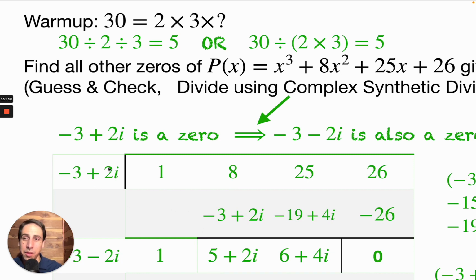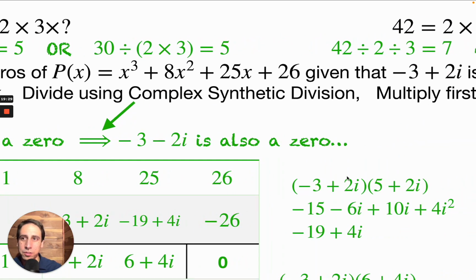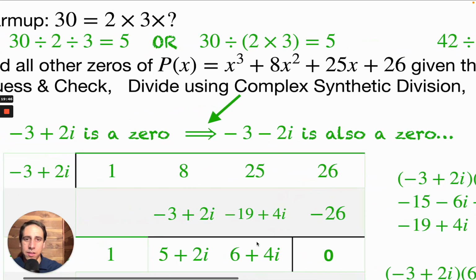Then you have to multiply negative 3 plus 2i times 5 plus 2i. And what we do is we get negative 19 plus 4i. I'll show you the work over here. To keep the video short, I'm just going to say that when you FOIL, you're going to have to do a lot of complex conjugate foiling, but remember, the hardest part, I think, is remembering that i squared is negative 1. If you can do that, then maybe the other parts aren't too bad. You get negative 19 plus 4i.